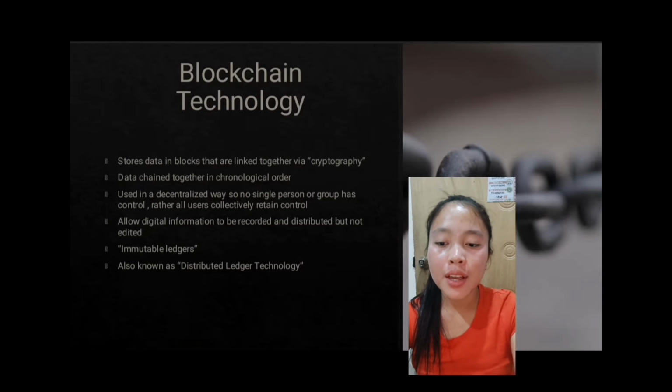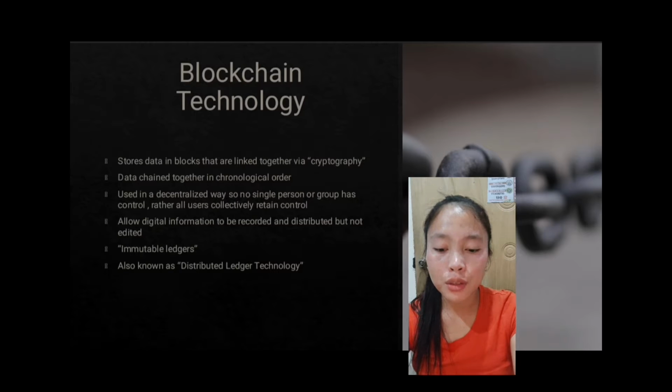Blockchain technology stores data in blocks that are linked together via cryptography. Cryptography is the technique of securing information and communications through the use of codes so that only those persons for whom the information is intended can understand it. Data chained together in chronological order.